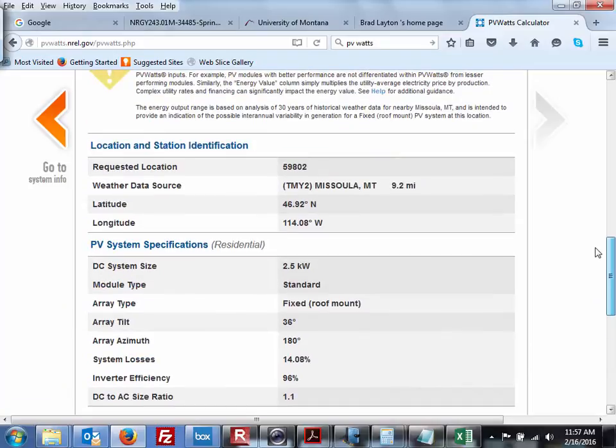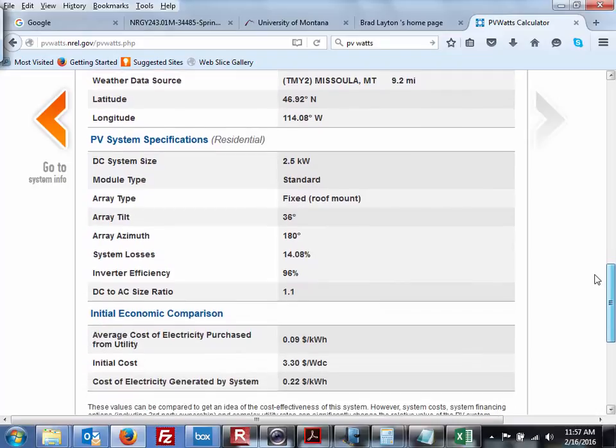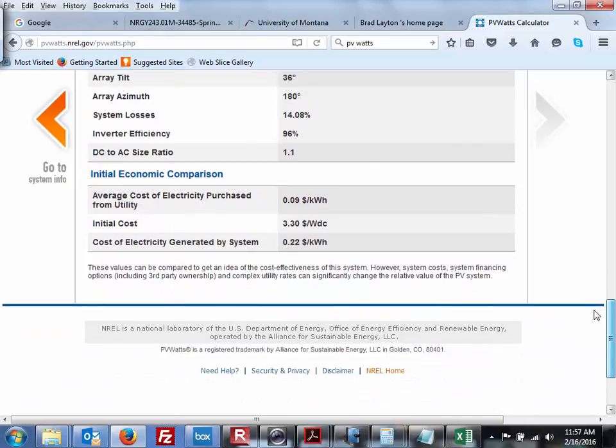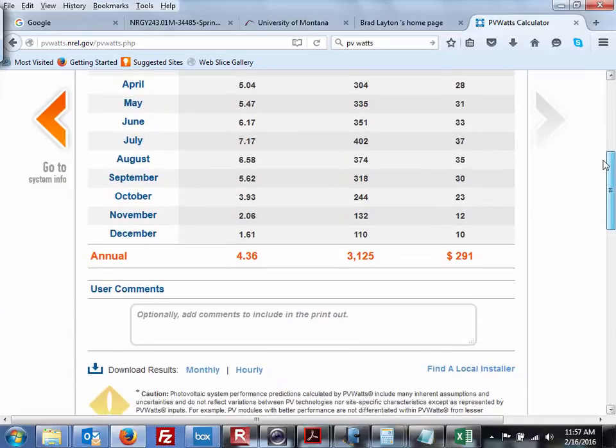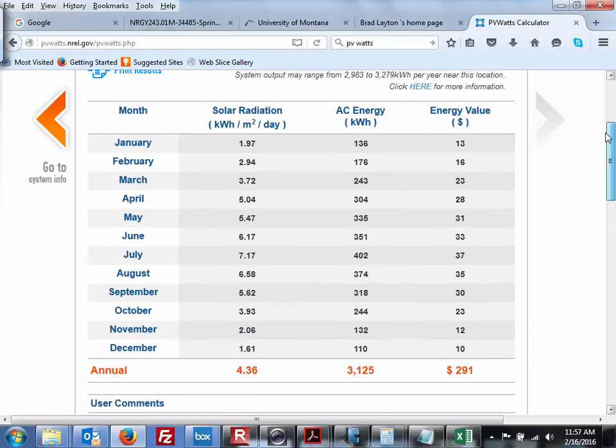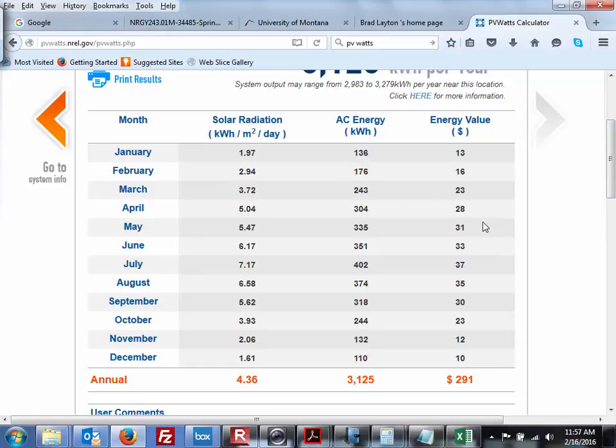I want to see how much energy I get out, though. Where's that? Oh, there we go. Okay. So this is going to tell me my best energy is coming out in July. 402 kilowatt hours. Yeah, 4.36. That's the number you usually use. I usually use about 4.4 hours for Missoula. 31.25 kilowatt hours. So you're making $291 worth of electricity in that year with that system.